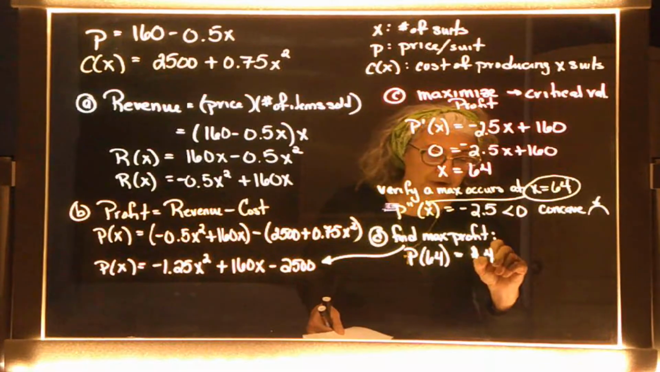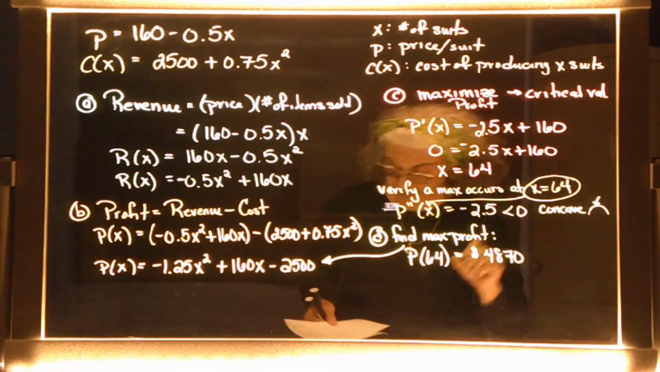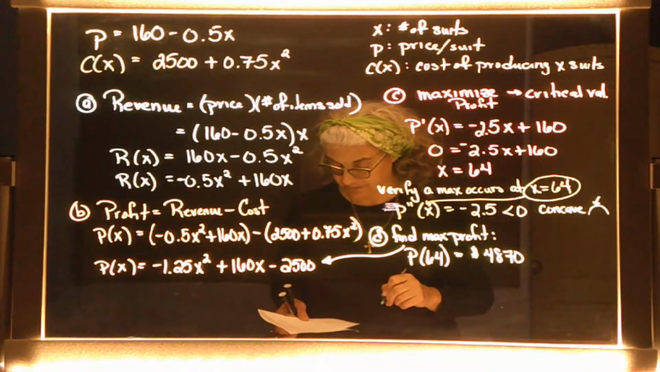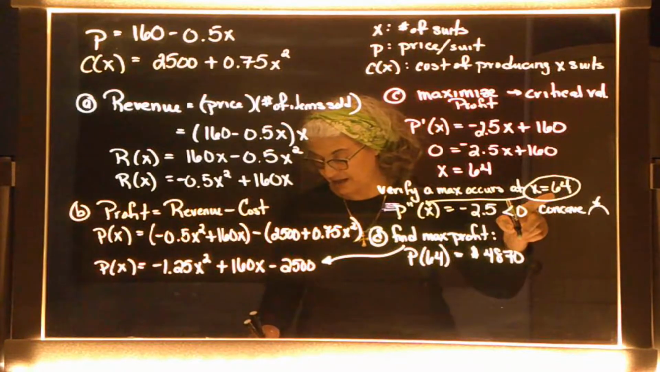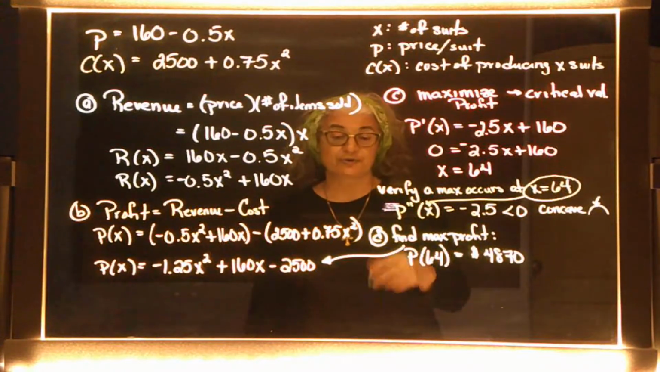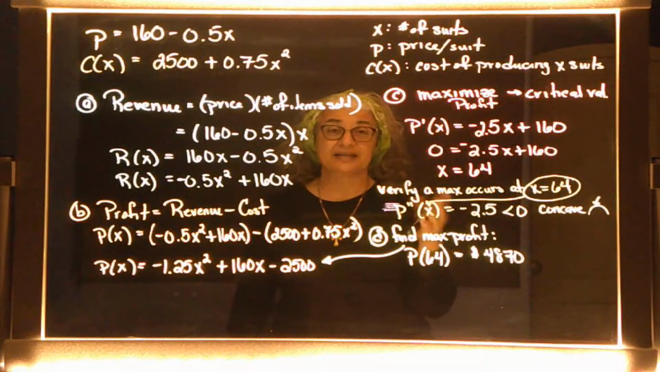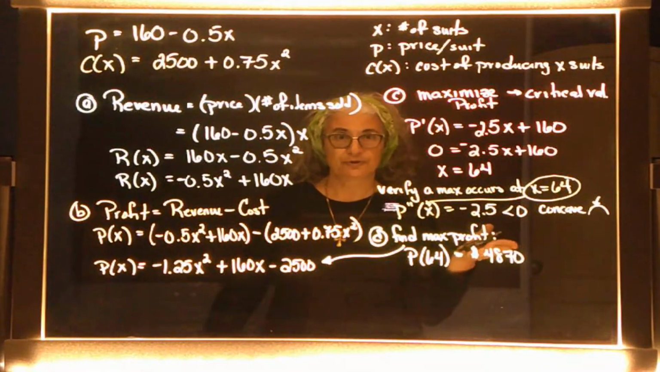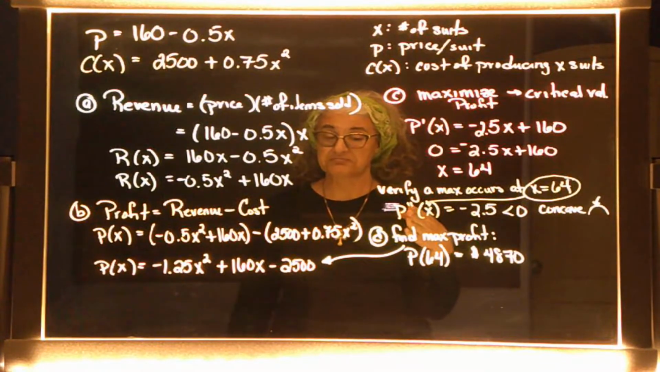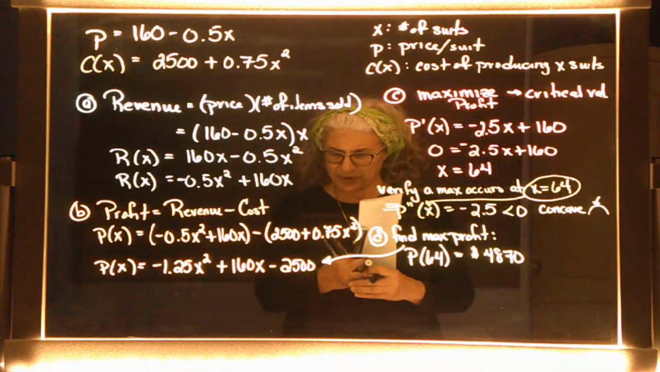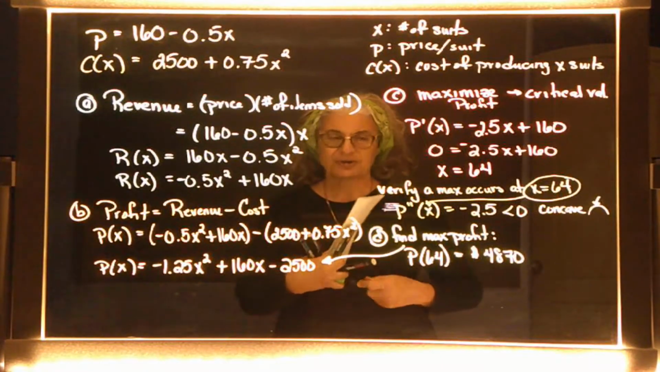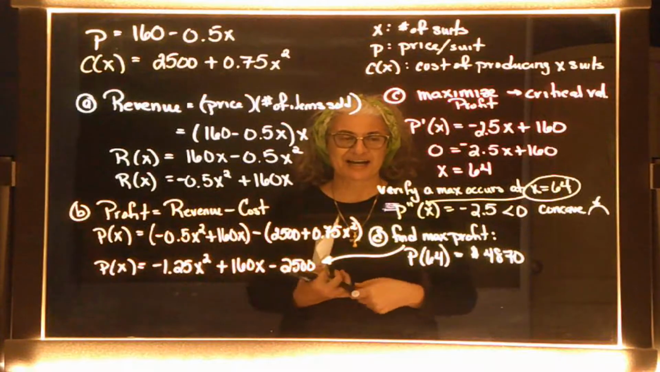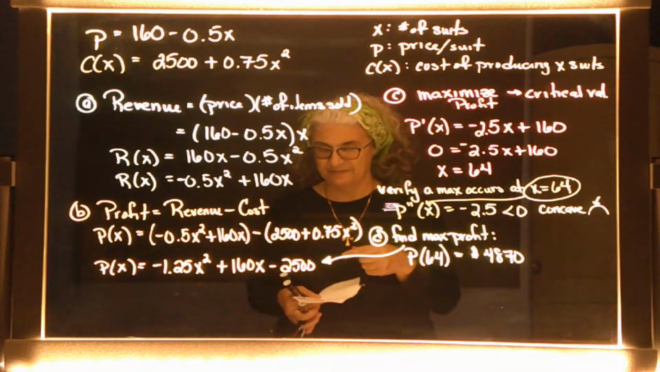Got it? All right, hopefully we agree. I got the maximum profit was $4,870. And that's going to be occurring at 64 suits that are made and produced and sold. Yes? Okay. There's one more part. Part E wants to know what the actual price is.